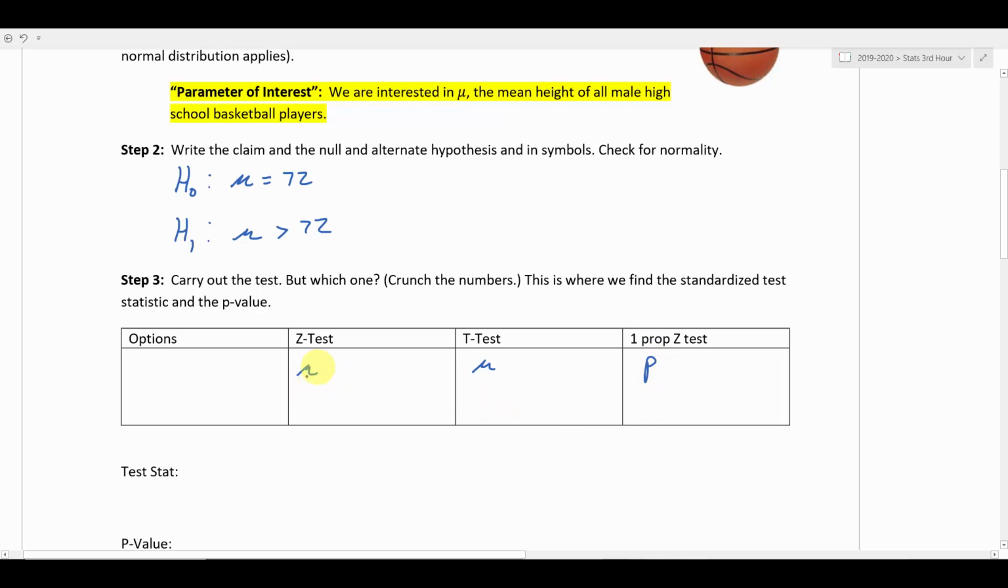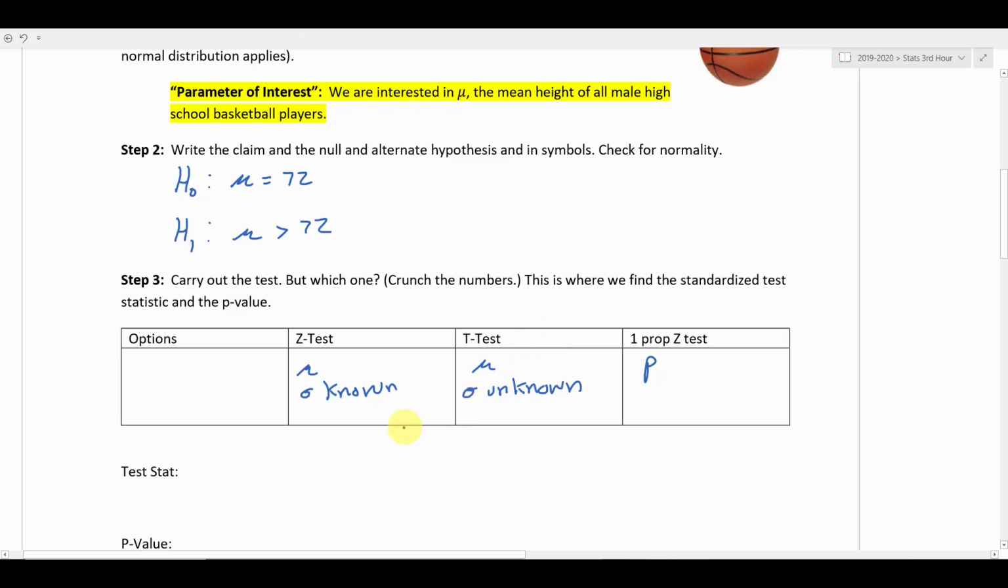Okay. The difference between the z-test and the t-test is whether or not we know about a key piece of information. We use the z-test if we know the population standard deviation. So if we know that little piece of information, we would use a z-test. But if we don't, if the population standard deviation is unknown, then we are going to use a t-test.